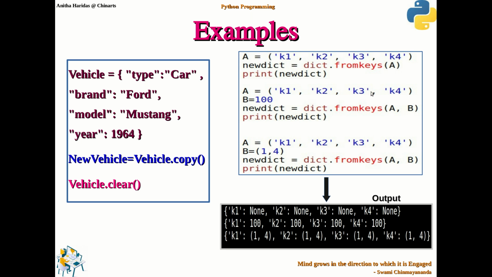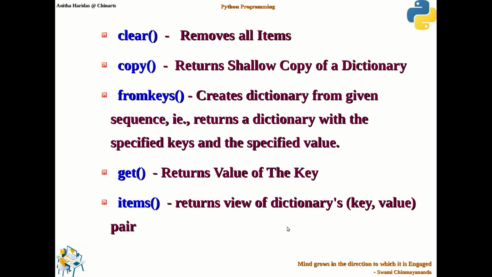So the first argument can be a tuple here. In this example, we had taken A as a tuple. It can be a tuple or it can be a list also. So this is the output of these three print statements. Okay, so this is how fromkeys works.